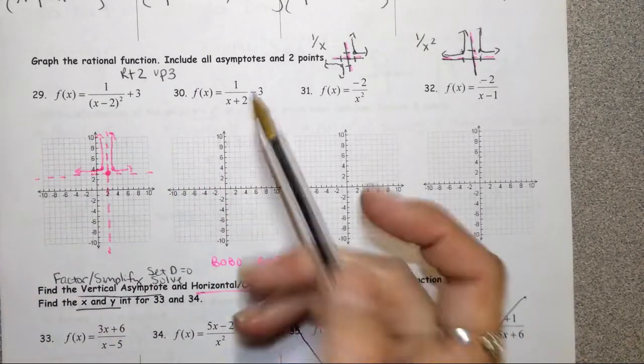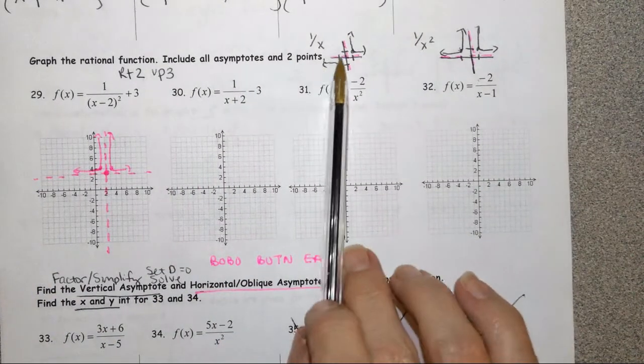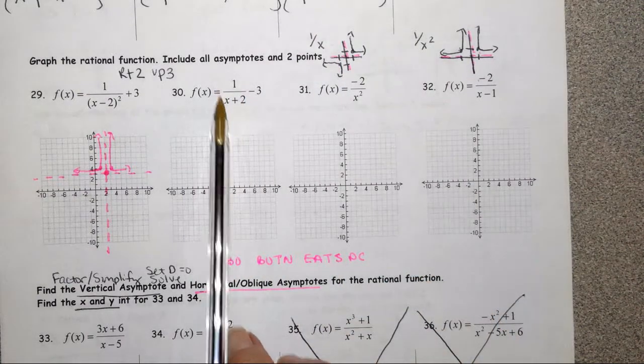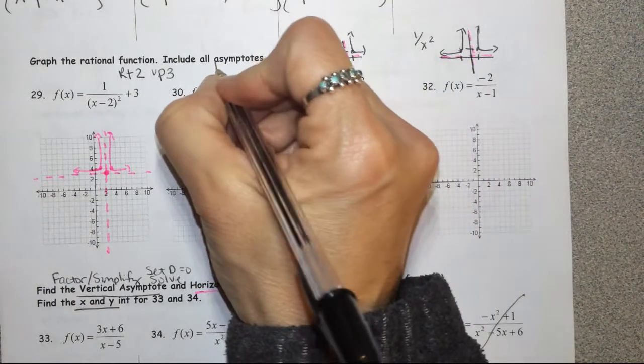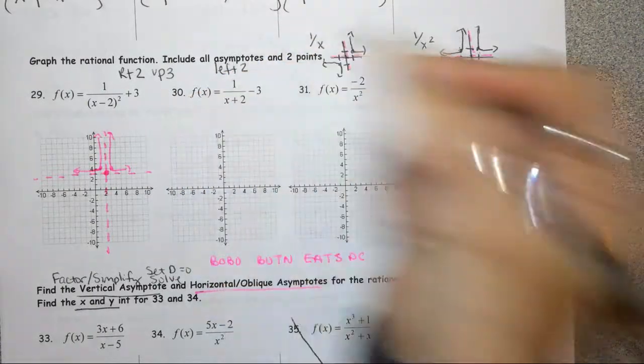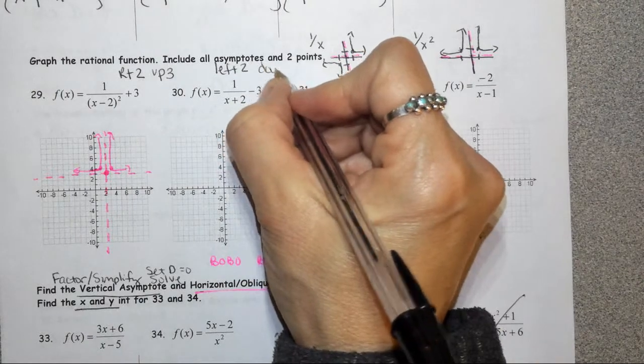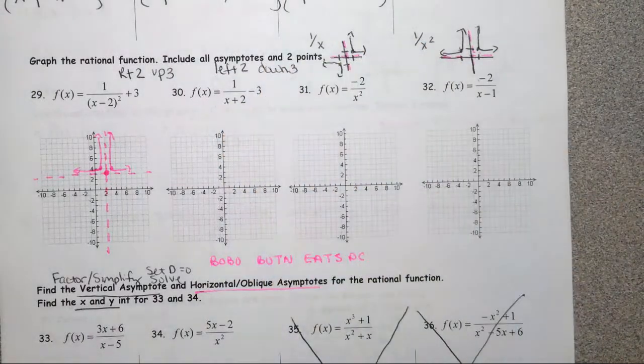Number 30, you'll notice there's no squared. So this time I'm looking at this 1 over x parent function. This plus 2 is underneath, so it's like it's in parentheses. So we're going to do the opposite and go left 2. This minus 3 is on the outside, so I'm going to go down 3.